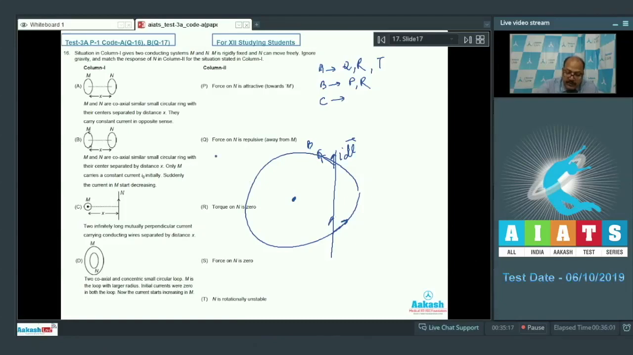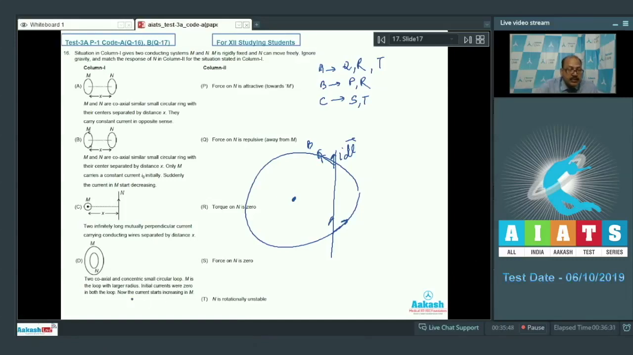So let's look at the different options now. Force on N is attractive. This is not correct. Repulsive, that is also not correct because the force is 0. Torque is not 0. Force is 0, so S is correct. And it's rotationally unstable because we can see that there is clearly a net torque there.